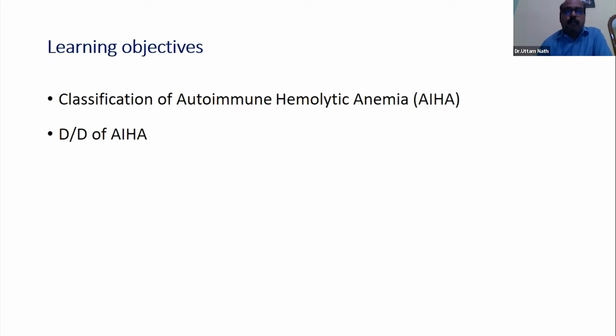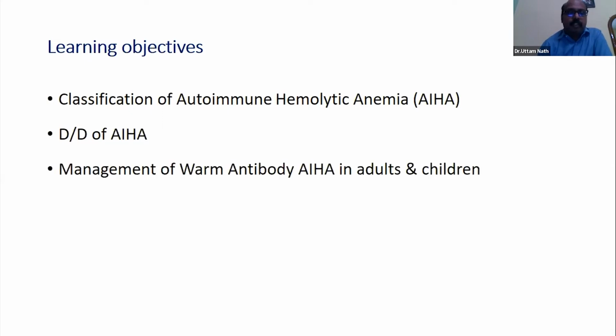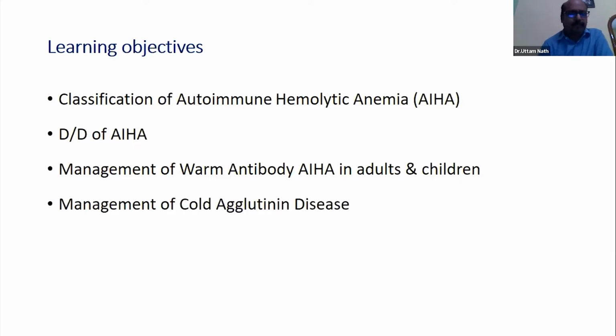the differential diagnosis of AIHA, which is very important, and management of warm antibody AIHA in adults and children. Warm antibody AIHA constitutes almost 75 to 80% of all AIHA, and the management in adults and children is almost similar with very minor differences. Then the management of cold agglutinin disease, which is cold antibody mediated AIHA, which constitutes another almost 15% of AIHA.